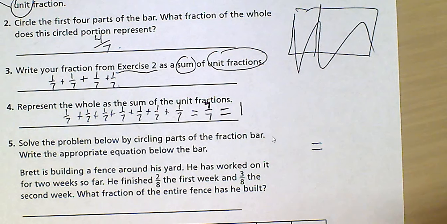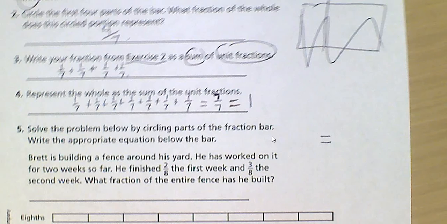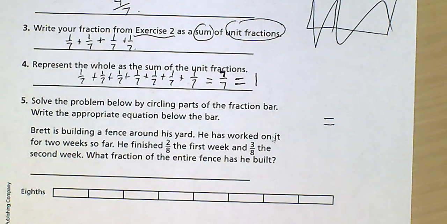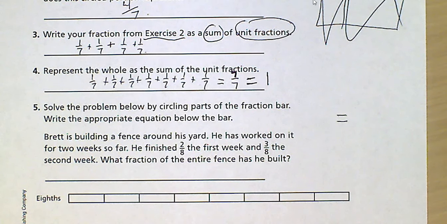All right? Now, what this says here, Brett is building a fence around his yard. He has worked on it for 2 weeks so far. He finished 2/8 of it the first week and 3/8 the second week. What fraction of the entire fence has he built? We can show that on the fraction bar. So, first thing I'm going to do is, whatever he did for the first week, I am going to circle that first. So how many am I going to circle for his first week? 2. So circle 2.